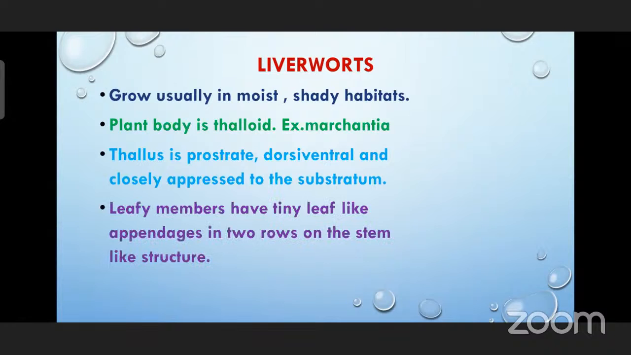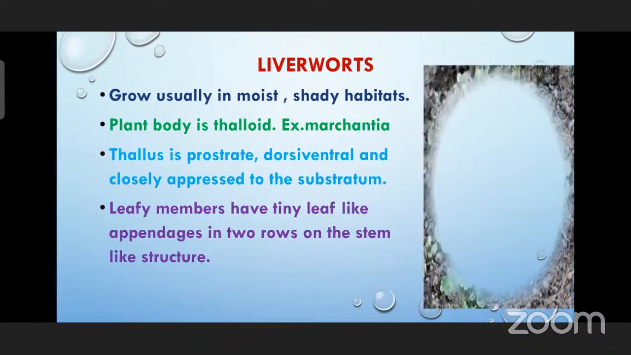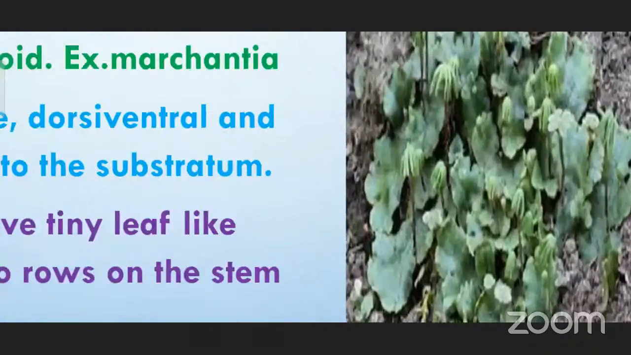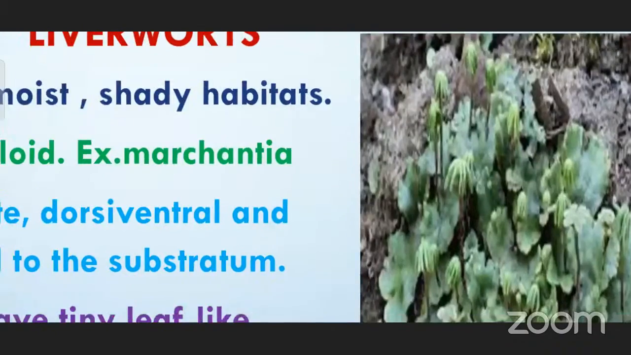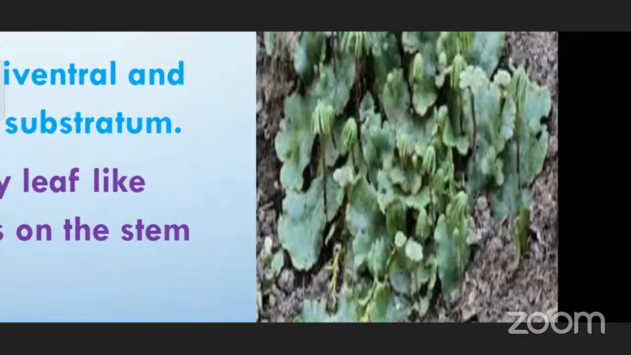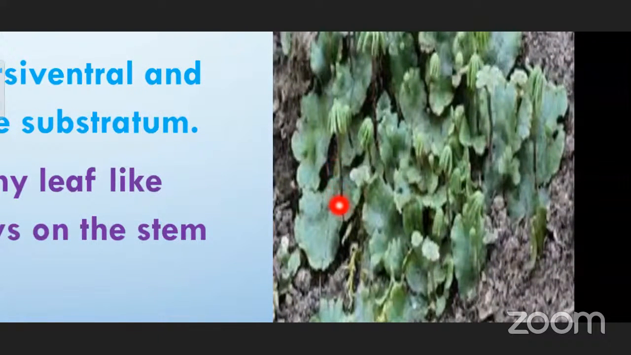Leafy members have tiny leaf-like appendages in two rows on the stem-like structure. So some of them show some leaf-like structures also. You can see here this Marchantia. This plant body is a gametophyte, and on this gametophyte only the male and female sex organs develop. You can see here the archegonium and antheridium. The antheridium and archegonium may be on the same plant itself or on different plants.